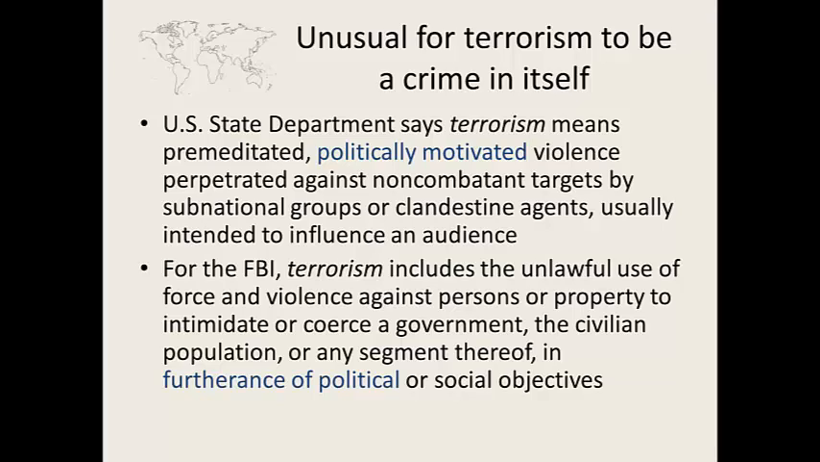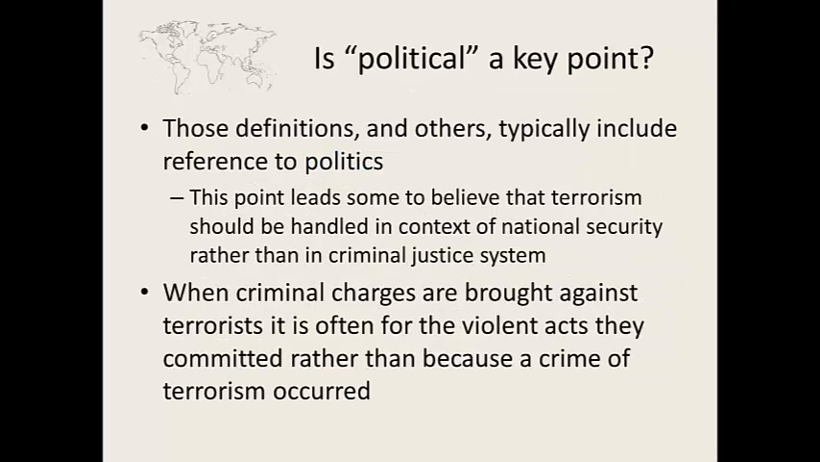In the United States, for example, the State Department says that terrorism means premeditated, politically motivated violence perpetrated against non-combatant targets by subnational groups or clandestine agents intended to influence an audience, typically. The FBI, however, says that terrorism includes the unlawful use of force and violence against persons or property to intimidate or coerce a government, the civilian population, or any segment thereof, in furtherance of political or social objectives. So one of the things that these two definitions have in common is political, and seeing political as being a key point in trying to understand terrorism.